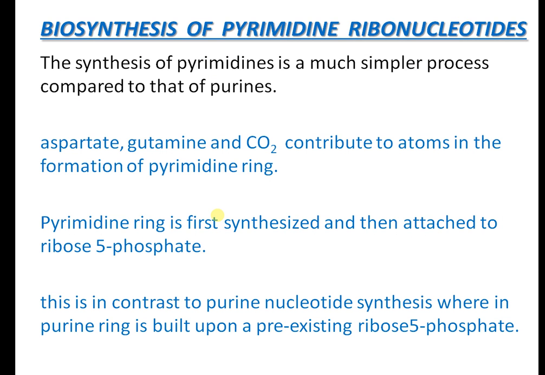So, biosynthesis of pyrimidine ribonucleotide. The synthesis of pyrimidines is a much simpler process compared to that of purines. Aspartate, glutamine and carbon dioxide contribute atoms to the formation of the pyrimidine ring. The pyrimidine ring is first synthesized and attached to ribose phosphate, in contrast to purine nucleotide synthesis, where the purine ring is built upon the pre-existing ribose 5-phosphate.